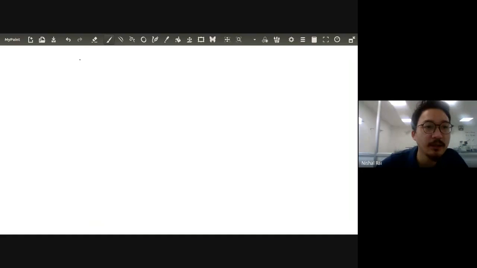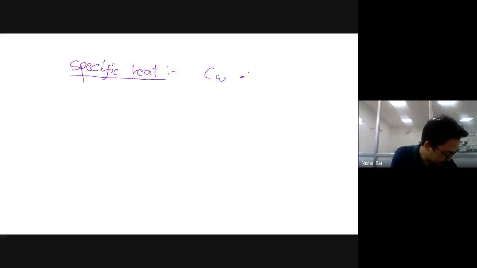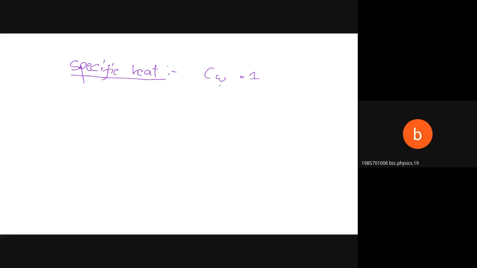Okay, specific heat of the liquid. What was the specific heat? The amount of energy needed to increase the temperature by 1 degree Celsius per unit mass of matter. Okay. So what was the specific heat of water? One.